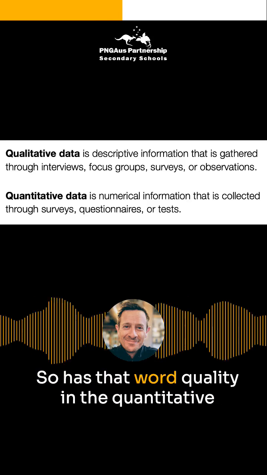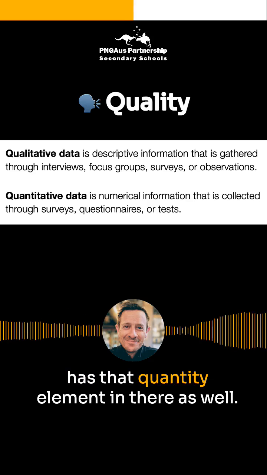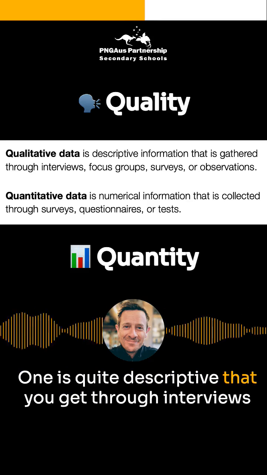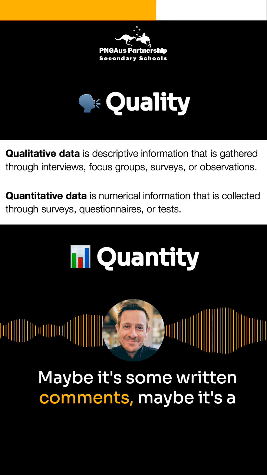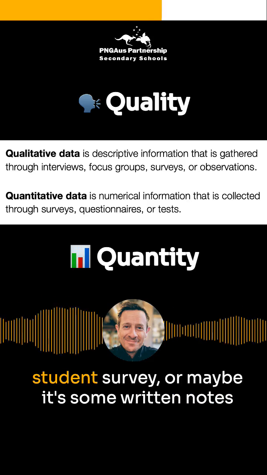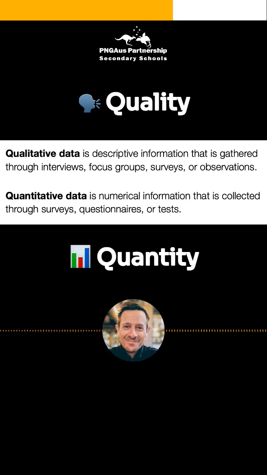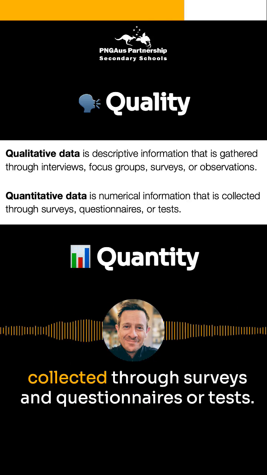Qualitative has that word quality in there, and quantitative has that quantity element in there as well. One is quite descriptive, that you get through interviews and talking to people. Maybe it's some written comments, maybe it's a student survey, or maybe it's some written notes from an observation. Quantitative data is when it's all numerical and it's collected through surveys and questionnaires or tests.